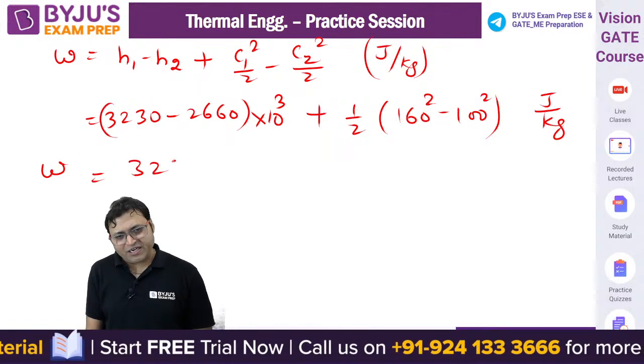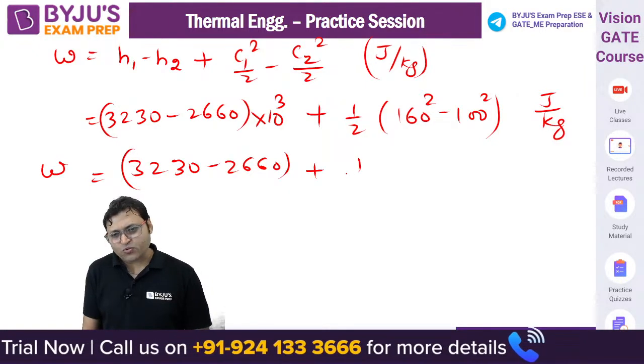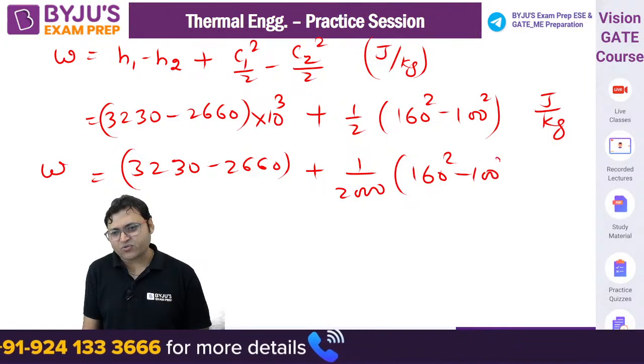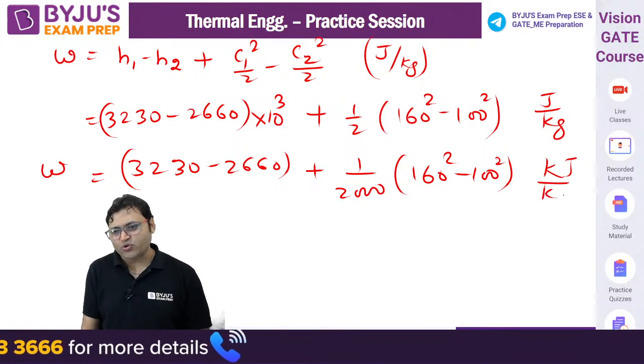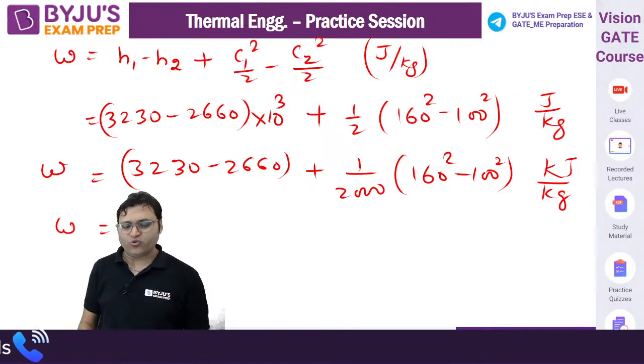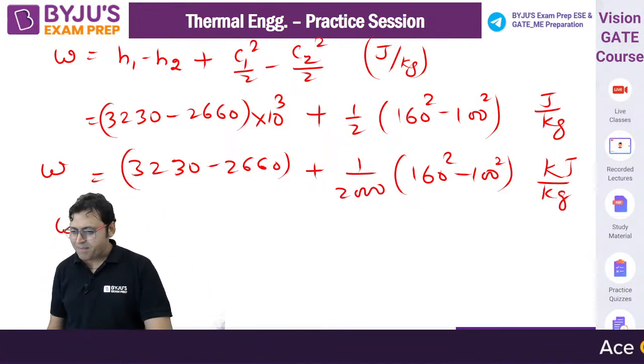So it will be 3230 minus 2660 plus 1 upon 2000 into (160 square minus 100 square). That will be in kilojoule per kg. This will give you the answer in kilojoule per kg, the specific work produced. Can you guys solve it?